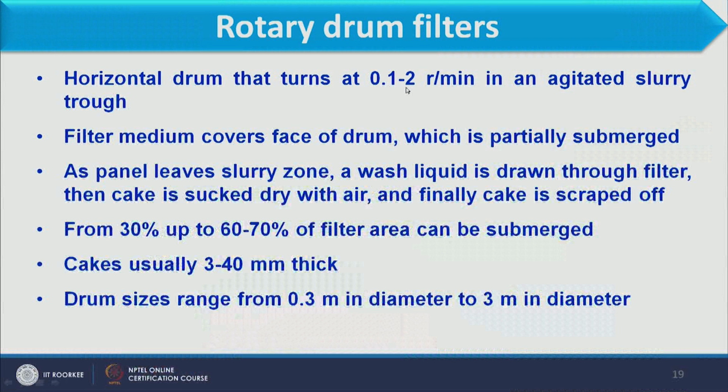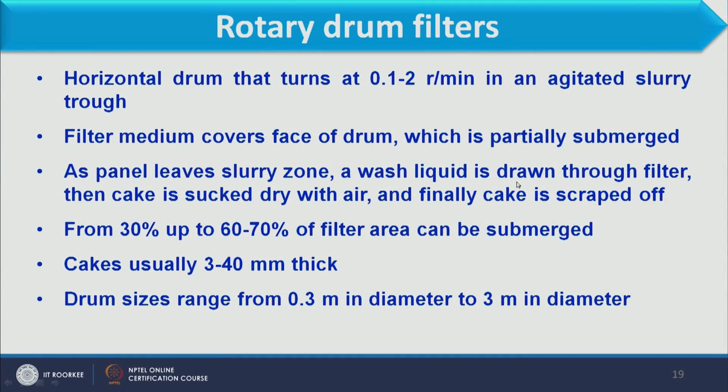Further, it is a horizontal drum that runs at 0.1 to 2 rpm in an agitated slurry trough. The filter medium covers the face of the drum, which is partially submerged. So you see the filter medium covers the whole drum, but some section is submerged into the slurry. As a panel leaves the slurry zone, a wash liquid is drawn through the filter, then the cake is sucked dry with air, and finally the cake is scraped off.